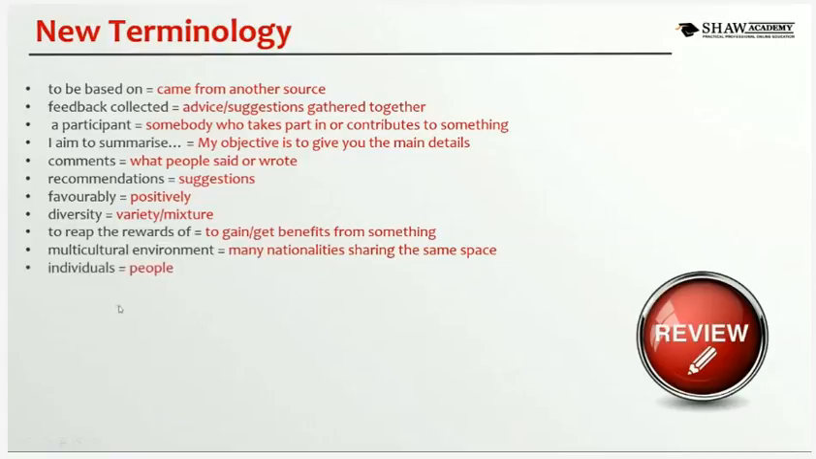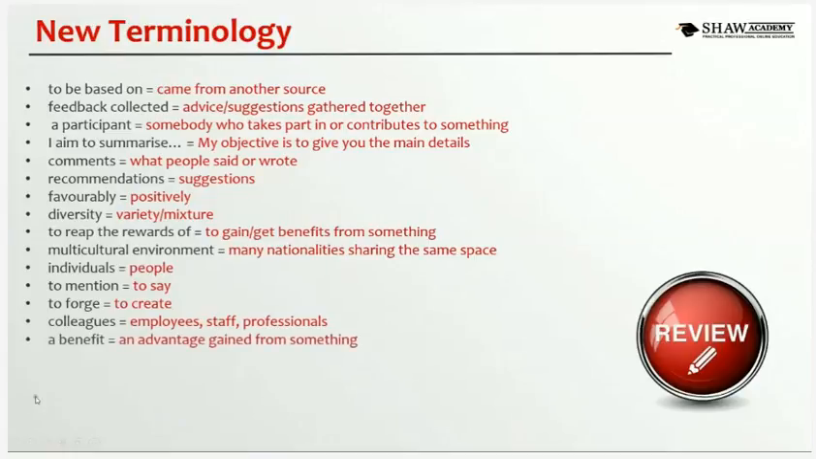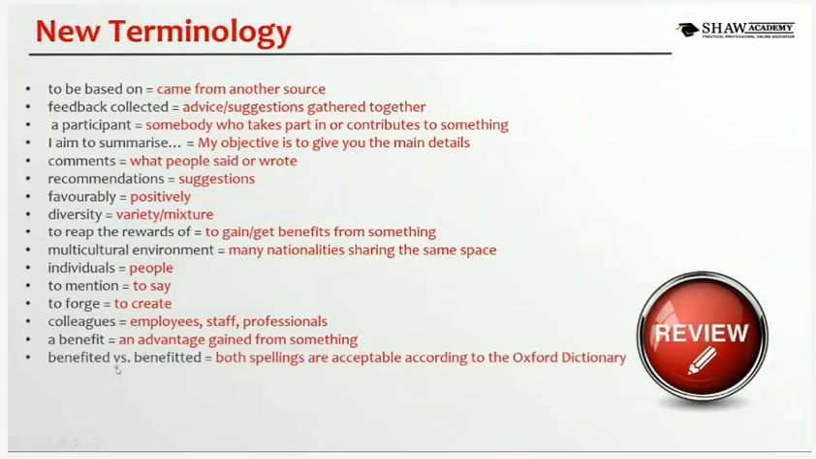Okay, individuals are of course people. To mention is a more formal way to say. To forge is to create, and we saw that in lesson 1. Colleagues are of course other employees, staff or professionals. A benefit is of course an advantage gained from something. Now guys, there can be 2 ways to spell benefited, okay? So you can have 1 T or 2 T's, and the Oxford Dictionary states that both are acceptable.